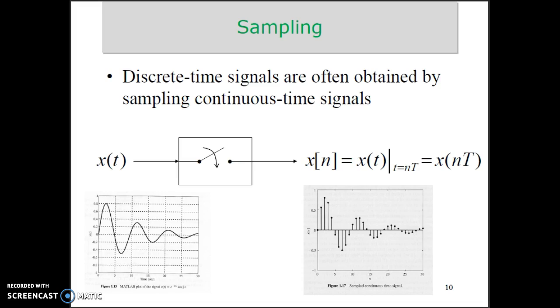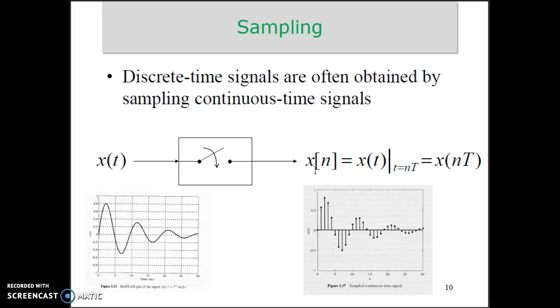Let us see the block diagram to obtain a discrete time signal. The input signal is x of t. It is given to the sampler block, which operates at the sampling frequency fs equal to 1 upon Ts and produces the discrete time signal x of n. So the discrete time signal x of n is equal to x of t at t equal to n into capital T, or equal to n upon fs, or equal to x of nT. In this way, a discrete time signal can be obtained from a continuous time signal simply by replacing the variable t by n into capital T.